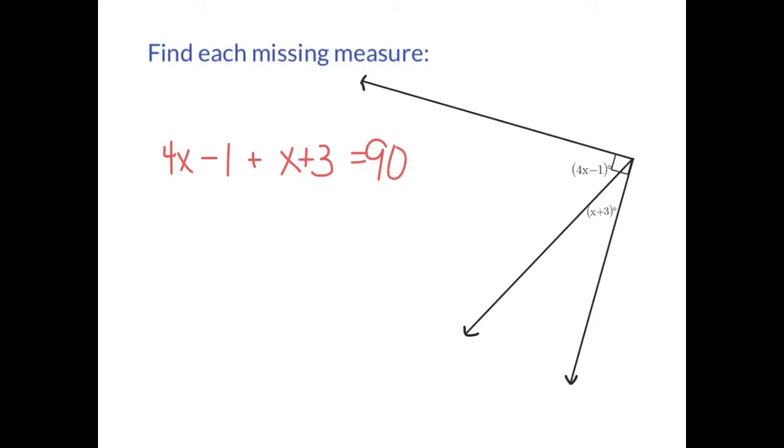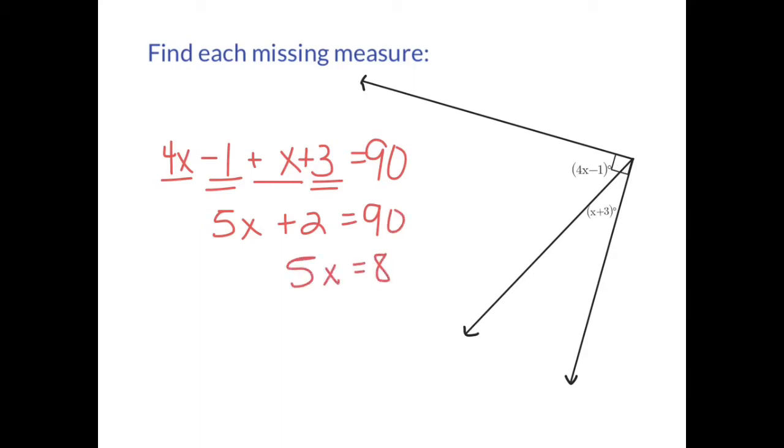So going ahead and solving this, simplifying, 4x plus x is going to be 5x. Negative 1 plus 3 is going to be plus 2. So 5x, subtracting 2 from both sides, equals 88. This is not going to go in evenly. Let's see what sort of fraction we're going to get here. Since it is dividing by 5, it's a nice terminating decimal, so I'm just going to go ahead and leave that as 17.6. So x equals 17.6.